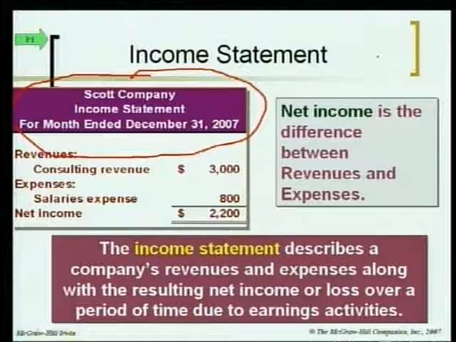Now, if you just on your test or on your quizzes put December 31 of '07 as opposed to for the month ended, I'm going to lovingly take off a point because it doesn't make any sense. You with me? It's the same way with expenses.